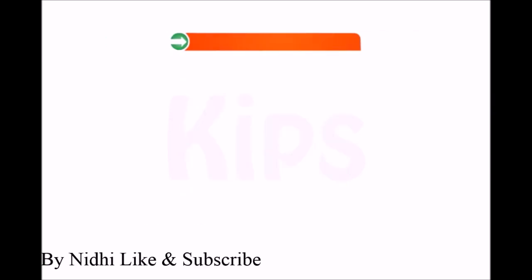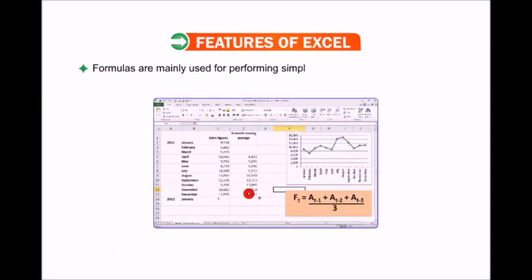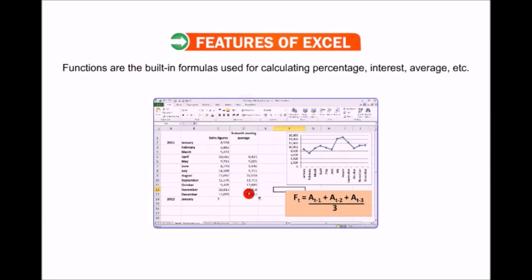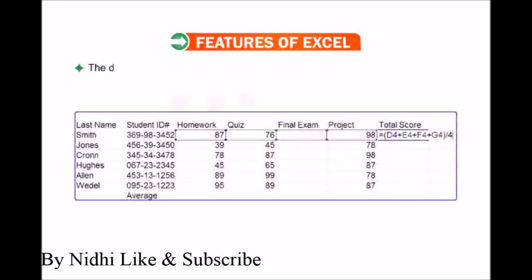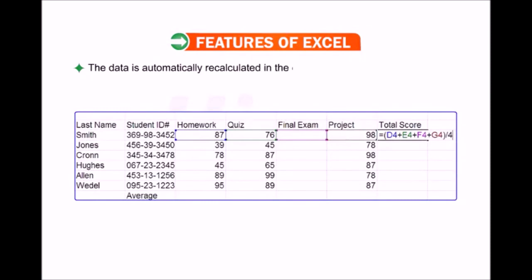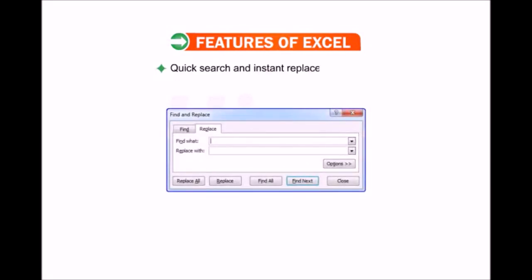Let us first discuss the features of Excel. Formulas are mainly used for performing simple and complex mathematical calculations. Functions are the inbuilt formulas used for calculating percentage, interest, average, etc. Formatting features improve the appearance of data. The data is automatically recalculated in the entire worksheet if any change is made in a single cell. Quick search and instant replacement of data.